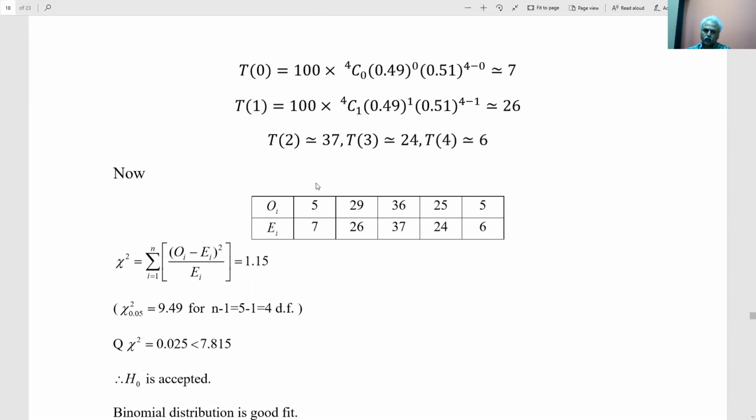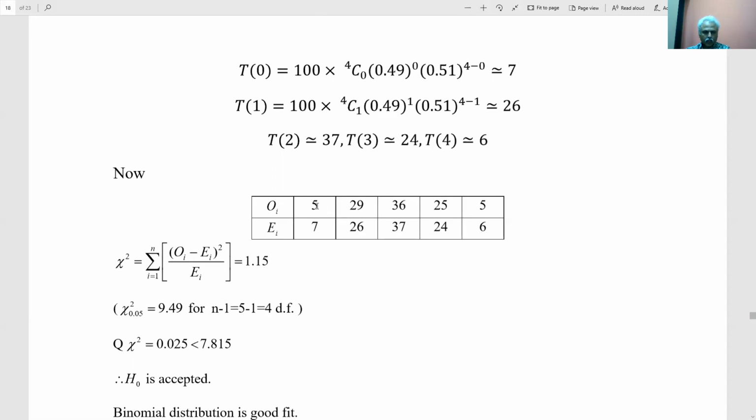5 minus 7 is 2, 2 square is 4, 4 by 7 is the first value. 29 minus 26, which is 3, 3 square is 9, 9 by 26 is the second value. 36 minus 37, which is minus 1, minus 1 whole square is plus 1, 1 by 37. Again, 25 minus 24, whole square is 1, 1 by 24. 5 minus 6, 1, 1 by 6. So first one is 4 by 7, second one is 9 by 26, third one is 1 by 37, fourth one is 1 by 24, fifth one is 1 by 6. If you add all this, you are going to get 1.15.